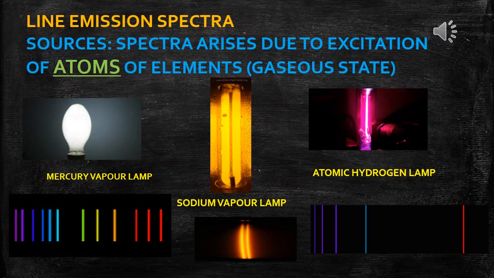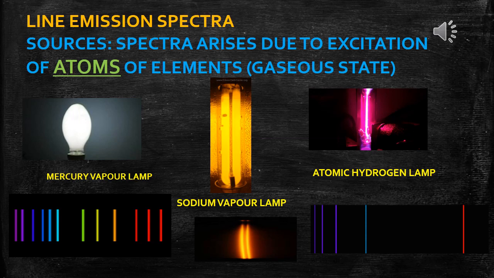The next type of emission spectra is line emission spectra. Here the spectrum contains plenty of lines, spectral lines. To observe the line spectra, you can use the following sources: mercury vapor lamp, or sodium vapor lamp, or atomic hydrogen lamp. Among the three, you can use any one of them. They are capable of producing line emission spectra.